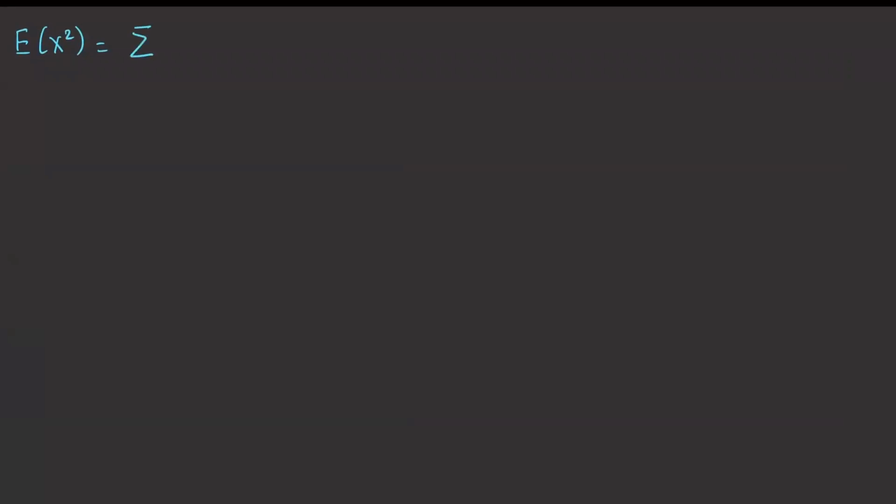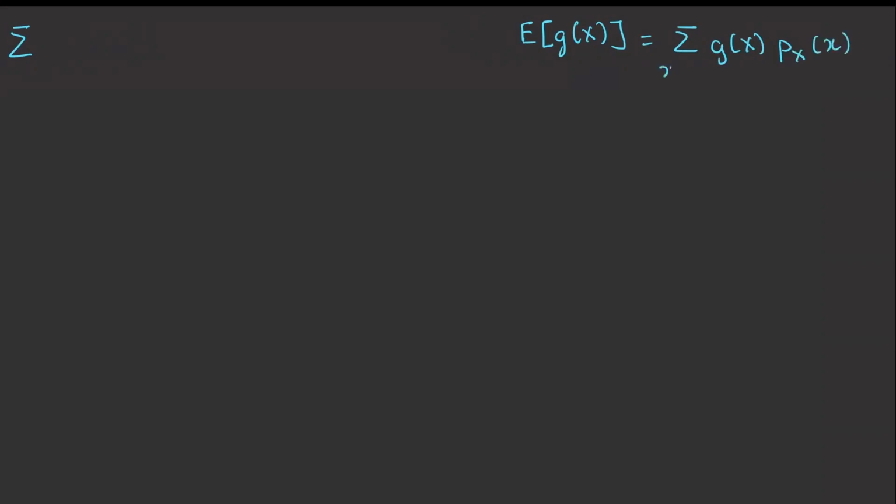Here, I just apply the formula. And the formula I'm applying here is that the expected value for a function of x is equal to the summation of that function multiplied with the value in the probability mass function. Okay, and I iterate through every x in the domain.